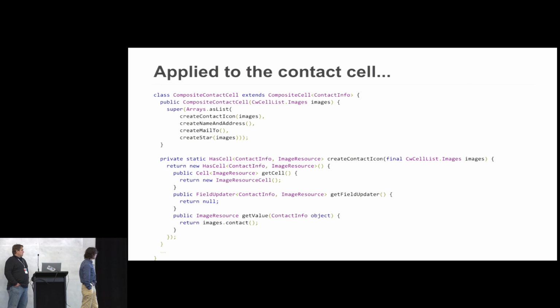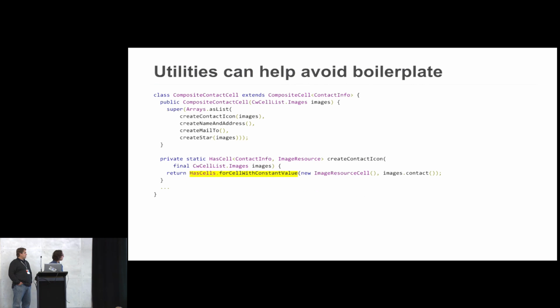icon function. And it's filling out the required forms here, the getCell method, the getFieldUpdater, and the getValue. So it's a bit of a pain, and that's just part of it, because I haven't even shown you create name and address and mail to and so on. Okay, but you can use utilities to make this simpler.